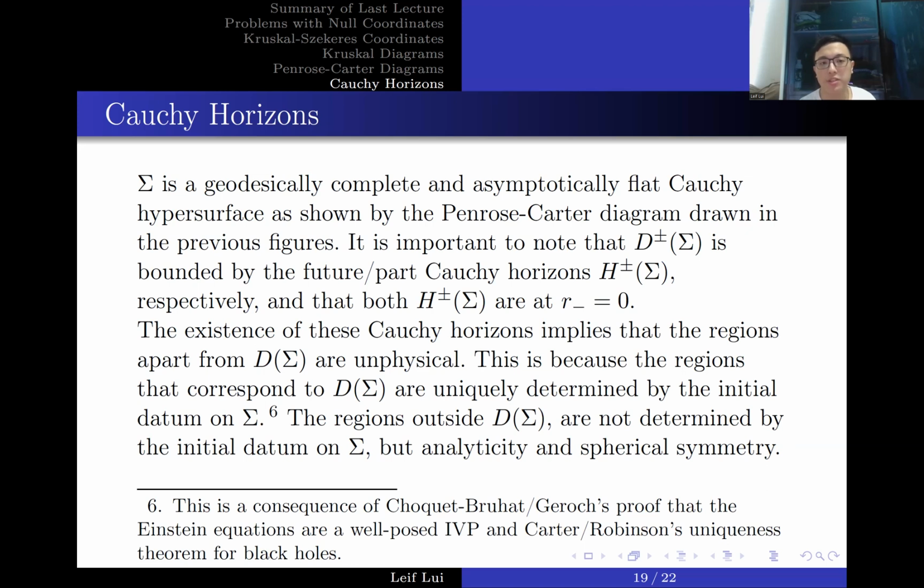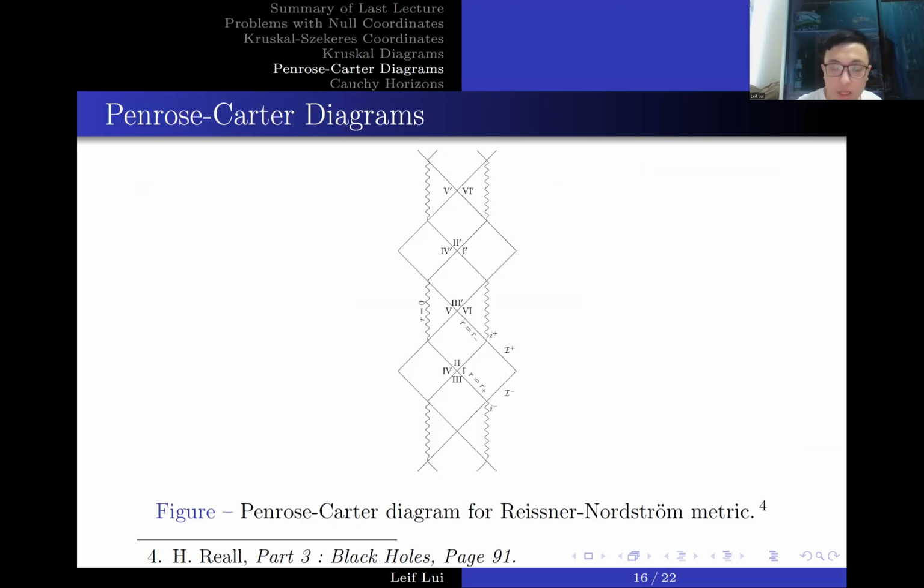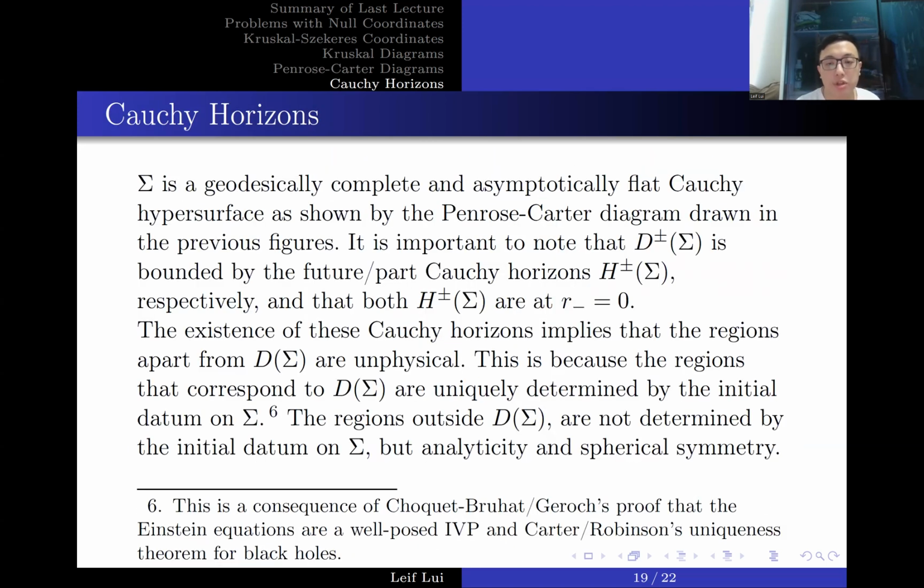So the Cauchy hypersurface, as shown by the Penrose-Carter diagrams, is described by the previous figure. It is important to note that D plus or minus is bounded by the future and past Cauchy horizons, and both the future and past Cauchy horizons are at r minus equals 0. And thus the existence of these Cauchy horizons implies that the regions apart from the domain of dependence are unphysical.